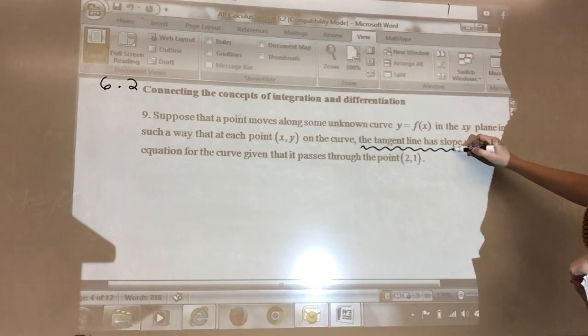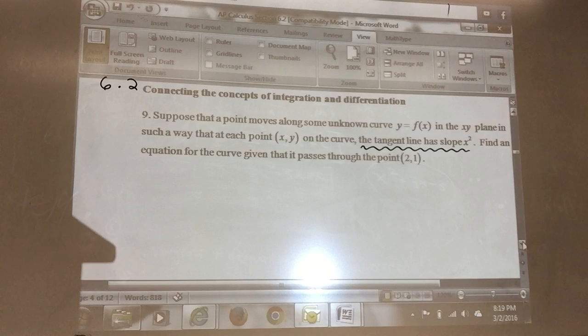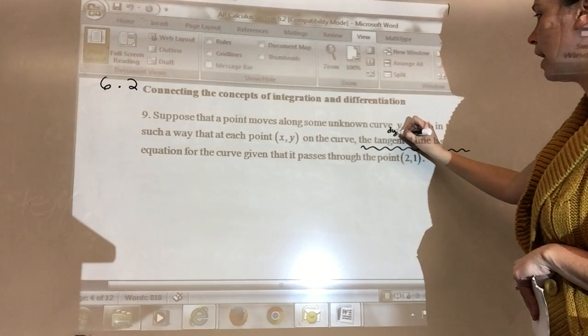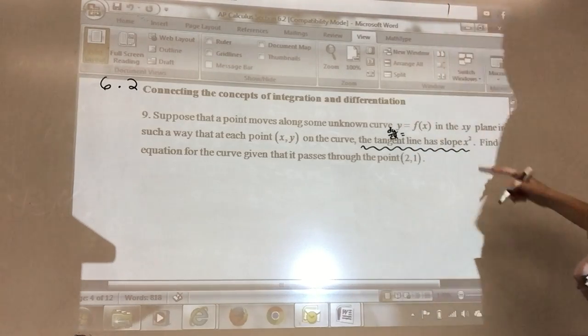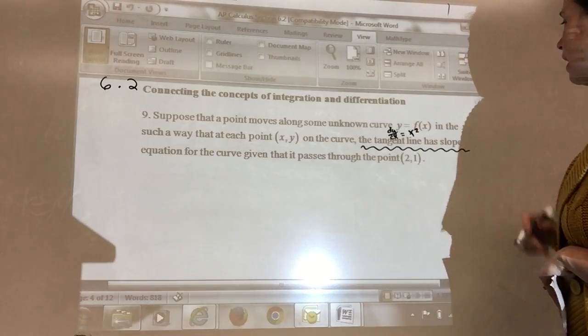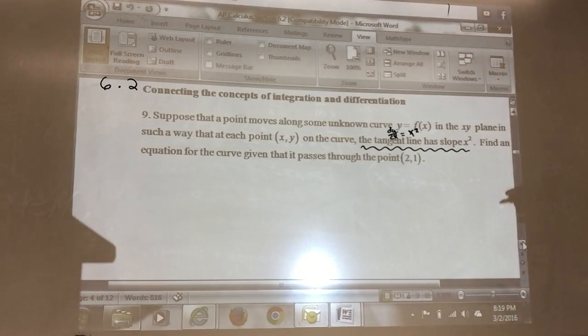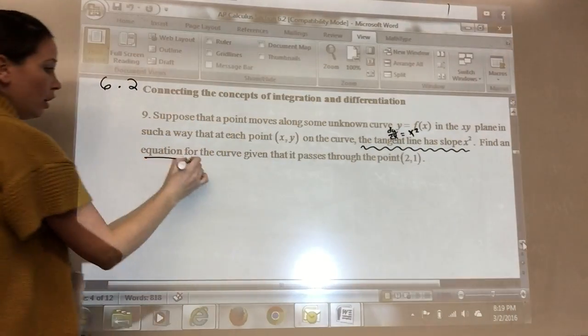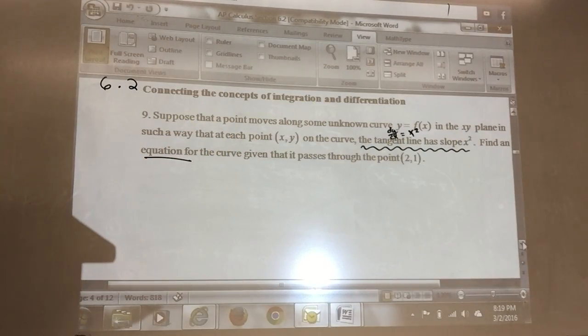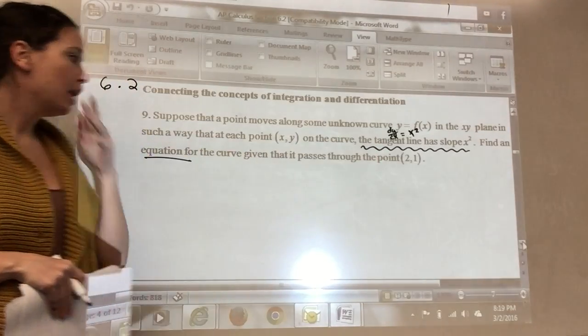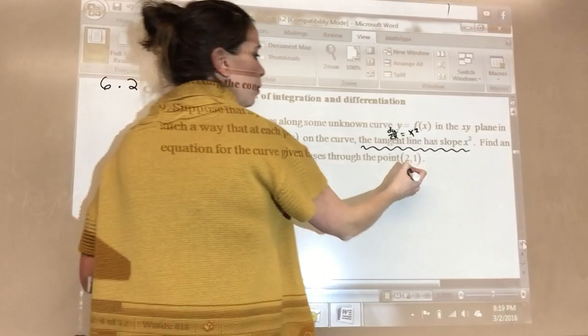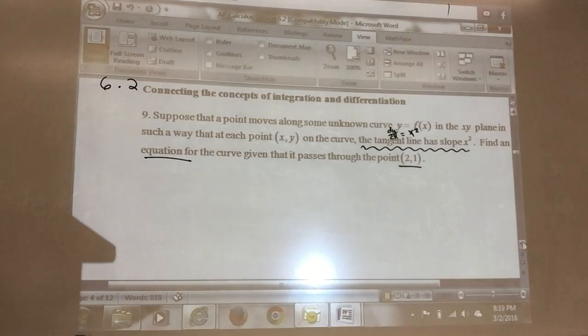The tangent line has a slope of x squared. The slope of the tangent line, what is that? Okay, I'm hoping you're saying derivative. So this is the derivative. So let's write dy dx equals x squared. Okay, and they want us to find an equation. So find an equation for the curve that this particle is traveling along. So we're kind of working backwards. We don't know the original equation. We know the derivative of that. And it says that it's also going to pass through this point 2, 1, which we'll be able to sub in at the end.